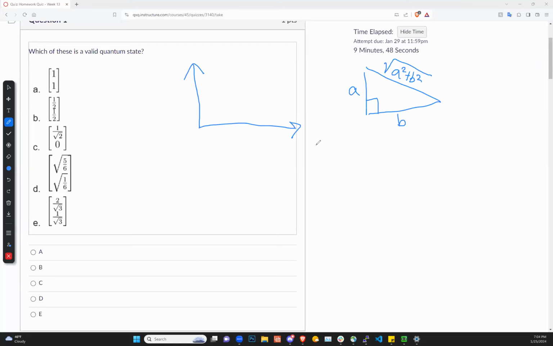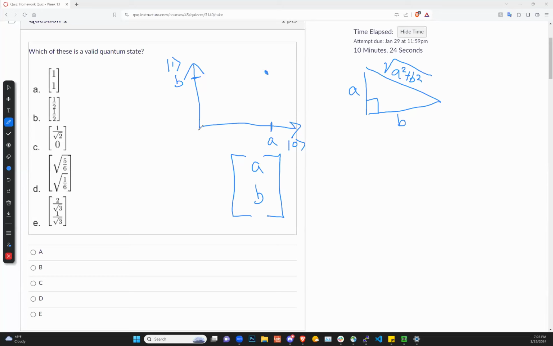Let's see what that looks like for a vector. On this axis, I am going to plot, let's say, the contribution of the 0 state or the amplitude of the 0 state. So let's say this contribution is A. And on this axis, I'm going to plot the contribution of the 1 state. So let's call this B. So this would represent the vector A, B. I'm just plotting it like it's an ordered pair or a set of coordinates.